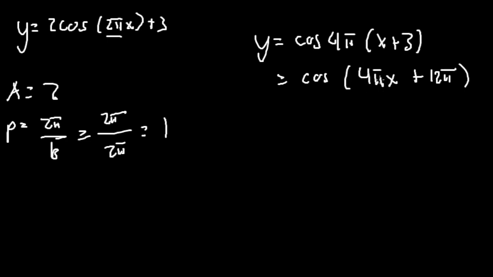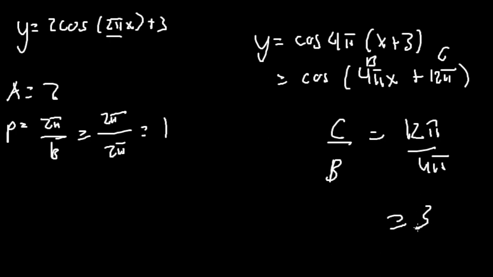And pag pinahanap sa inyo yung, let's say, phase shift, c over b yun. So, ito yung c natin, ito yung b. So, it's gonna be 12 pi over 4 pi. So, ang ating phase shift will be 12 divided by 4, which is 3.